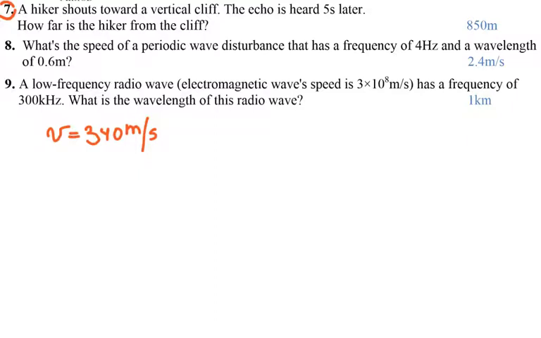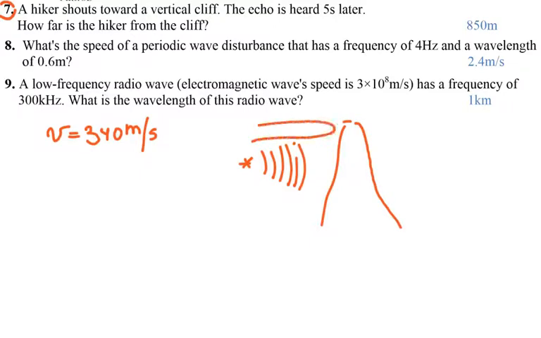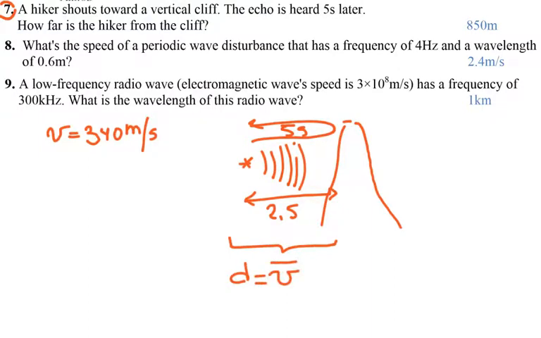So here's the hiker, and he shouts the sound wave toward the cliff, it returns, so it takes there and back. This takes 5 seconds, but it takes 2.5 seconds to get one way. So if I want to find how far the hiker is from the cliff, the distance, I need average velocity, and the velocity of the sound does not change unless the medium changes, so that's 340, times the time. So I have 340 times 2.5, and that's going to give me 850.